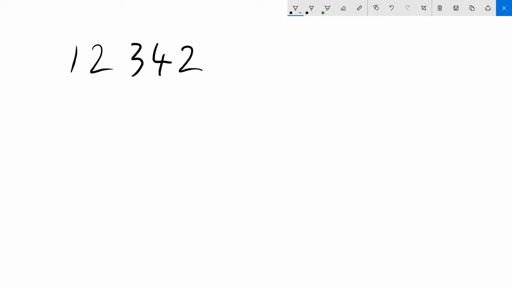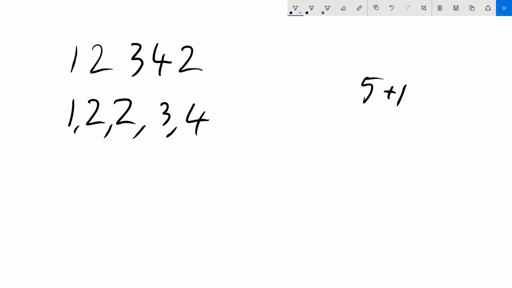To calculate the median, we have to reorder it so it's in ascending order. So it's just in order, right? So 1, 2, 3, and 4. So it's from smallest to largest, or largest to smallest, whatever. Then we count how many numbers there are. 1, 2, 3, 4, 5. There's 5 numbers. Then we add 1 and divide it by 2. So we get 6 divided by 2, which is 3.